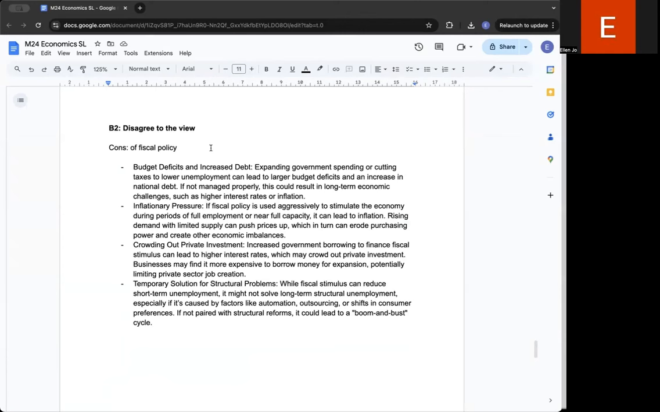And increased government borrowing to finance fiscal stimulus can lead to higher interest rates, which is called the crowding out effect. And while fiscal stimulus can reduce short-term unemployment, it might not solve long-term structural unemployment, especially if it's caused by factors like automation, outsourcing, or shifts in consumer preferences. So if not paired with structural reforms, it could lead to a boom and bust cycle, not fundamentally solving the employment problem. In this case, the UK's COVID-19 furlough scheme would be a good one to illustrate.